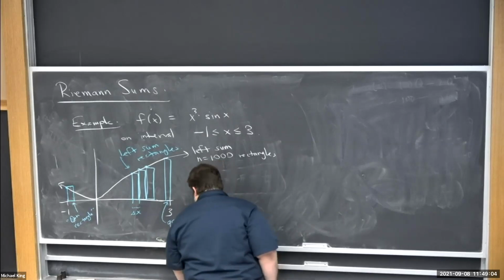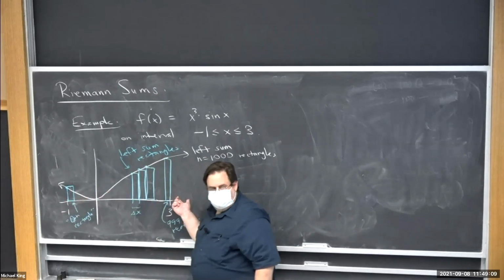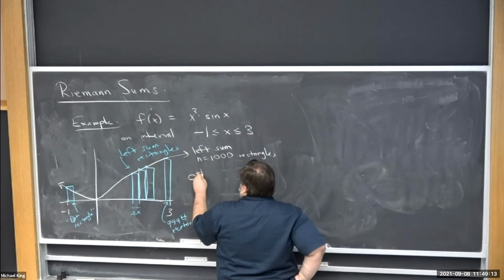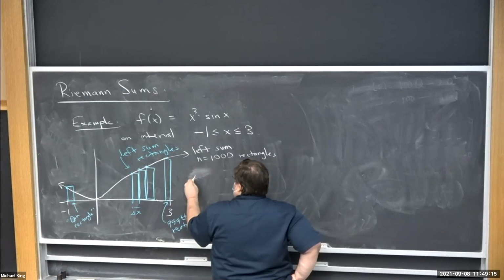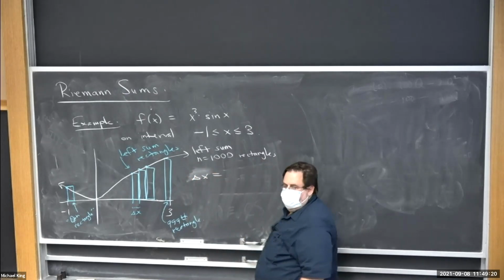It's funny, in some ways right sums are more natural, because if it was a right sum, I'd call this the first rectangle and this the 1,000th rectangle. But the 0th rectangle, well, actually, let's think about this first. What's the delta x here? Like, what's the base of each rectangle?